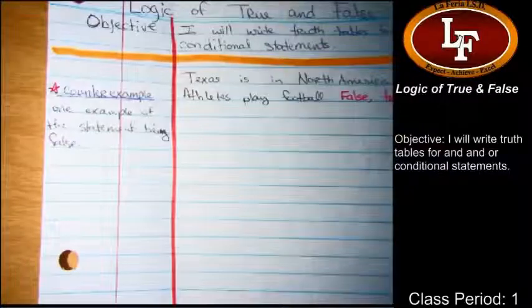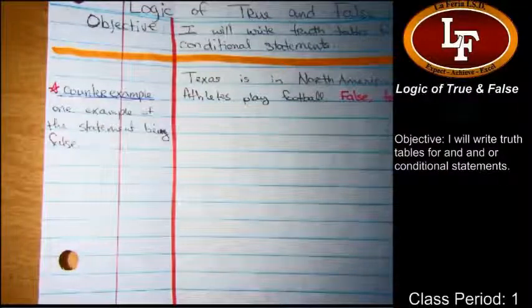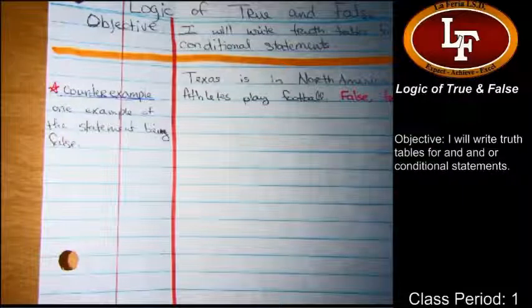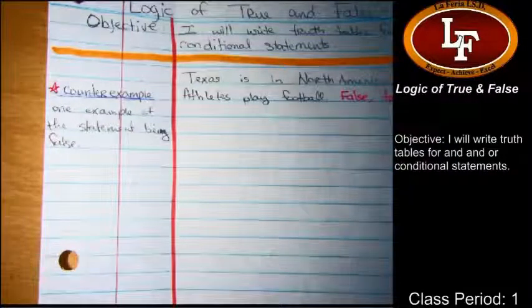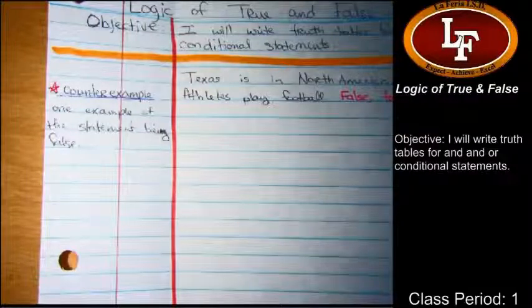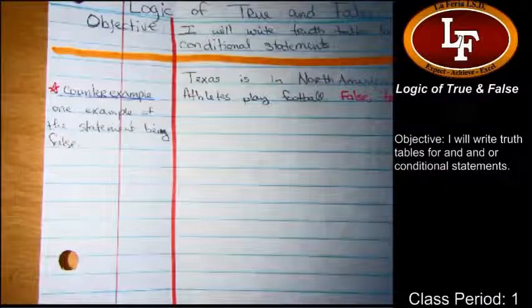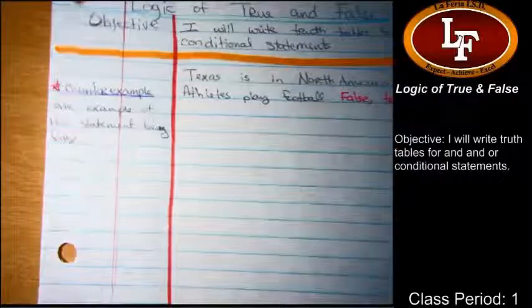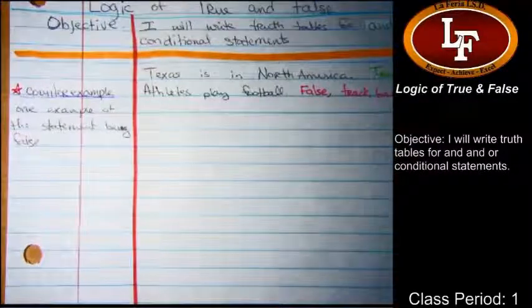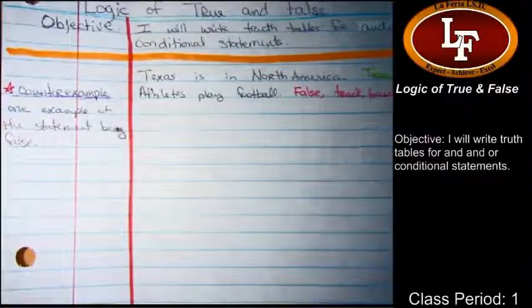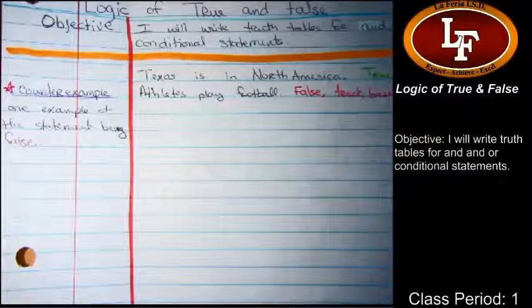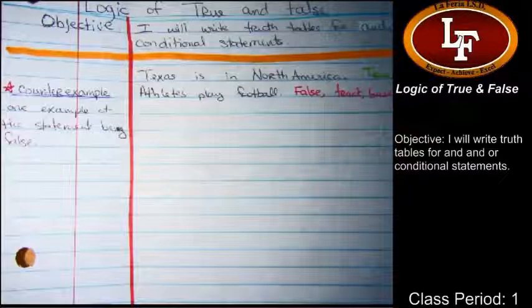When we're talking about these if-then true, false statements, all you need is one counterexample, and the entire thing falls apart. Okay? So when you're looking to prove things, if you can find one case that makes it false, the entire argument is false. Right? As long as you have proof.